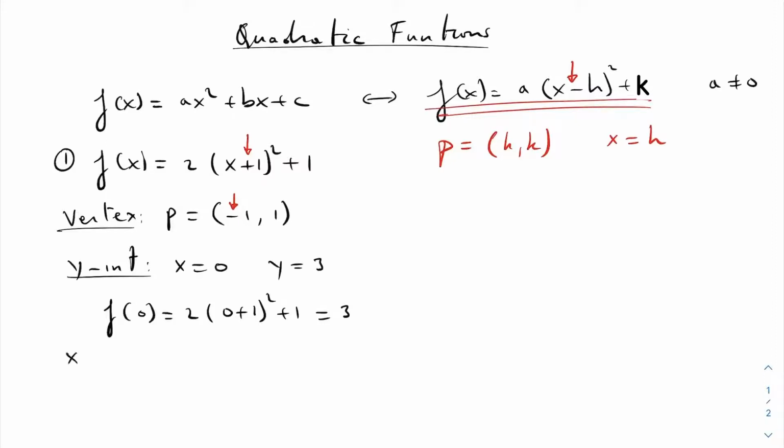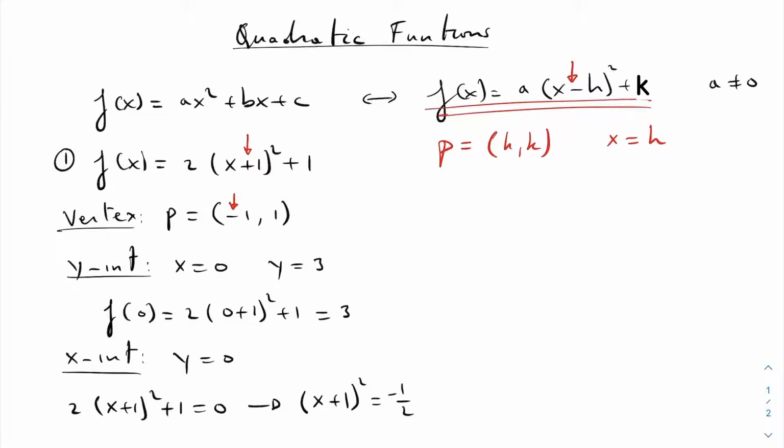On the other hand, our x-intercept is going to be the place where the graph of the function meets with the x-axis, which means that our y-coordinate should be 0. If you set y, which is f of x, equal to 0, you're going to get 2, in parentheses x plus 1 squared plus 1 equals 0. Solving that would give you x plus 1 squared equals -1 over 2. Now, if you take the square root on both sides here, you will notice that you have a negative number inside the square root, which means that you do not have any real solution here. So you can stop here and say that there's no x-intercept, at least no real x-intercept.